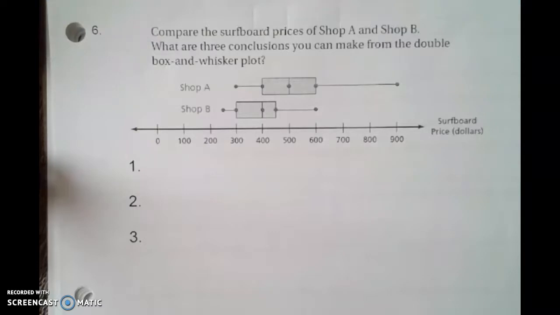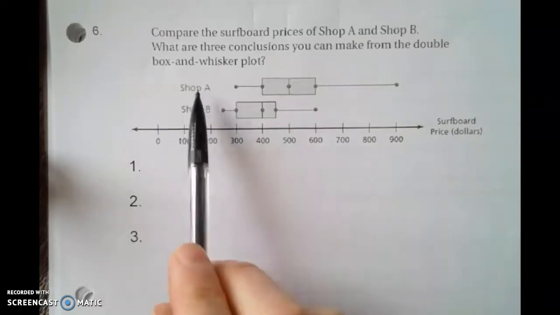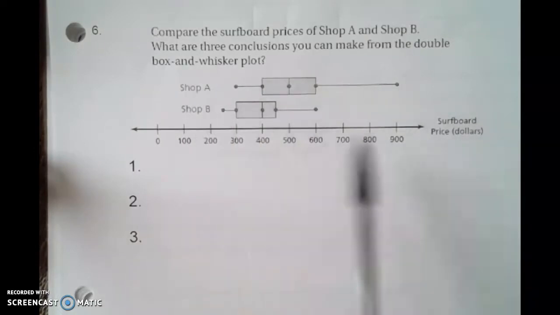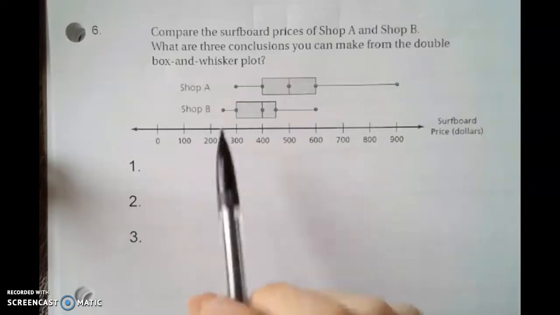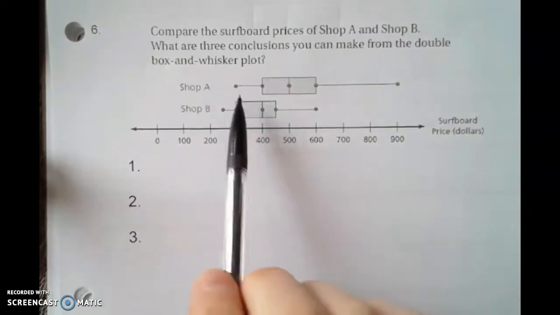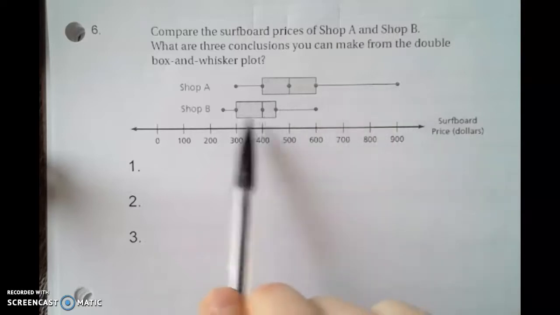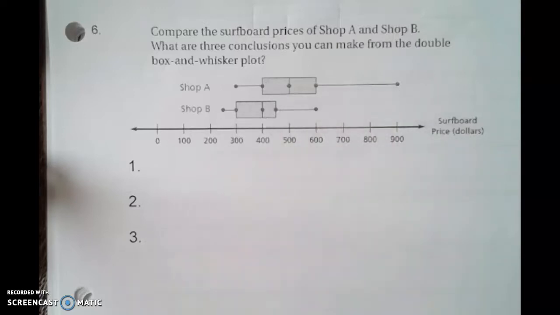Number 6 says to compare the surfboard prices of Shop A and Shop B. They want us to make 3 conclusions based off of the double box and whisker plot. These double box and whisker plots show the surfboard prices in dollars at Shop A and at Shop B. Looking at these box plots, what are 3 conclusions that we could make? The first thing that jumps out to me is that most of the data in Shop A is to the right of the data in Shop B, which would lead me to conclude that surfboards tend to be a little more expensive at Shop A than at Shop B.